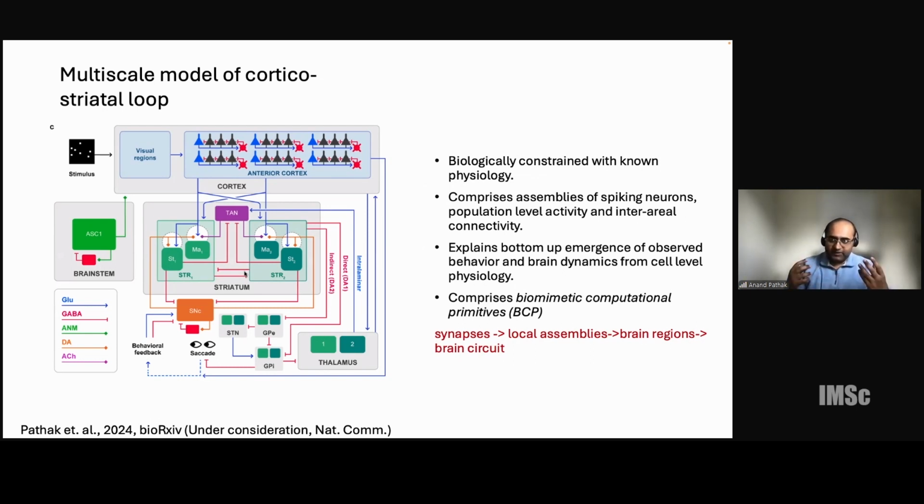Most of the behavior which you observe should emerge out of it bottom up, rather than being imposed on it. So you are just encoding the physiology at the neuronal level, the spiking, the ion channels, the receptors, and most of the high level dynamics and the behavior you observe should emerge out of it. And it comprises of something we call biomimetic computational parameters.